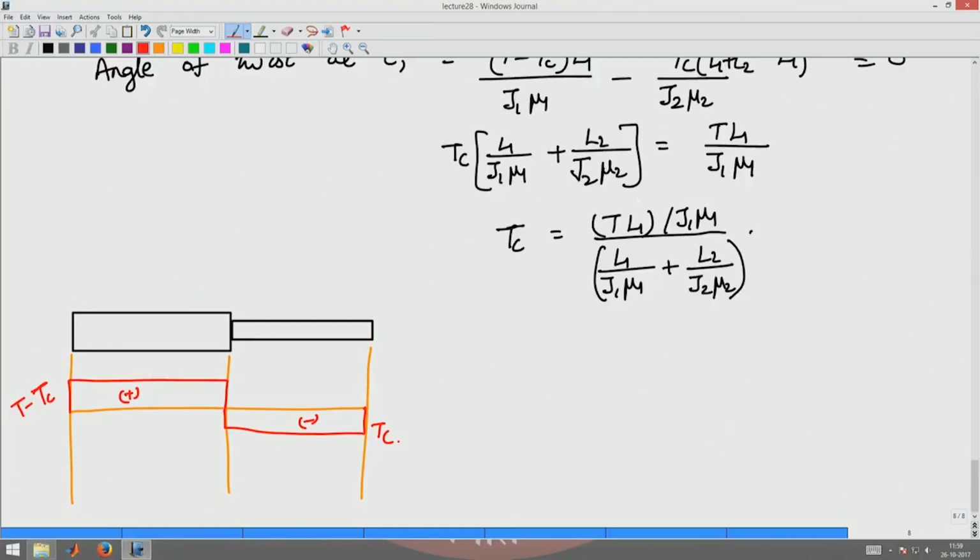Okay. So what you have seen is how to analyze the twisting of a closed section in this class. We worked out two solved problems, one with one end fixed and the torsion applied at the other end, and the second a step shaft which is fixed at both the ends. Okay. Thank you.